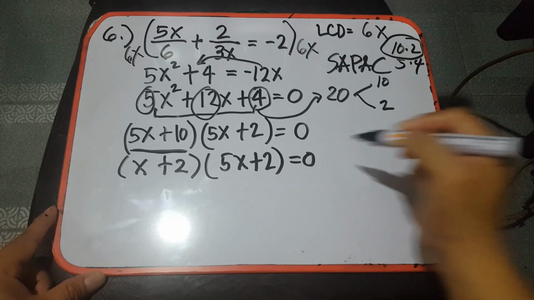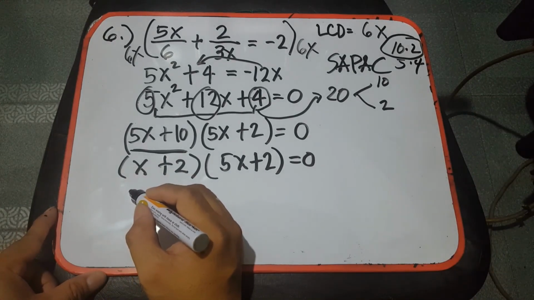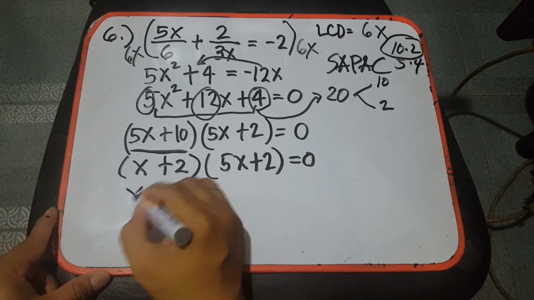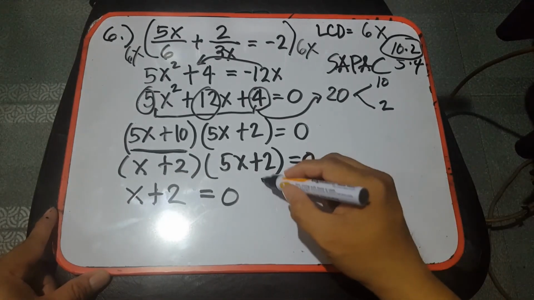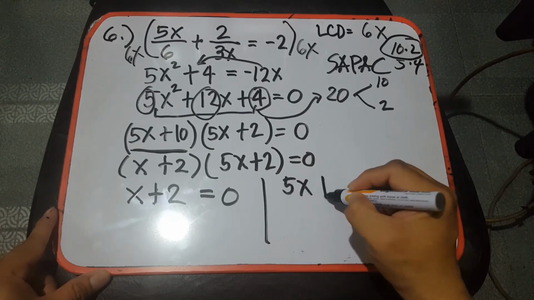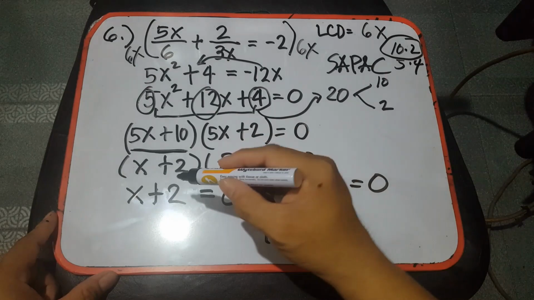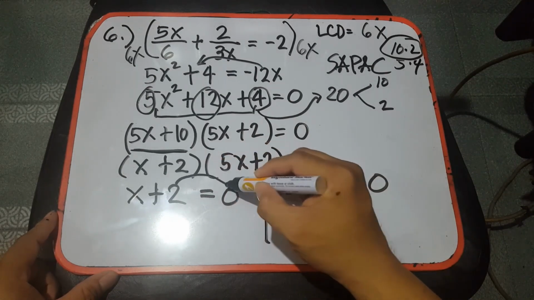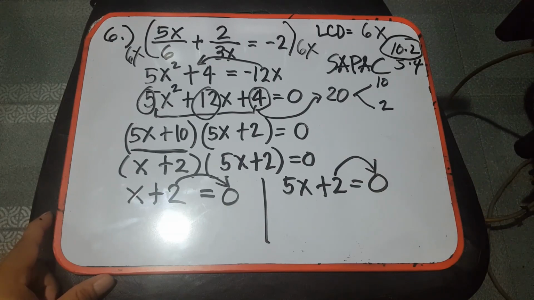is equal to 0. Then use what we call the zero product property. That would be x plus 2 is equal to 0, and the other one is 5x plus 2 is equal to 0. Then on the left side, the equation that we formed, move the constant term, and do the same on the right side of the equation.